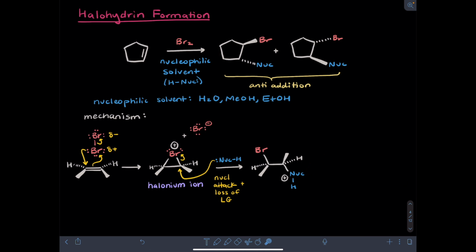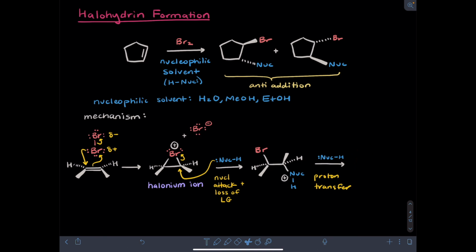There is a new carbon-nucleophile bond. The halogen is now only connected to the other carbon that was formerly a part of the alkene, and the nucleophile, if it started out neutral, is now cationic, and it still has a hydrogen attached to it.